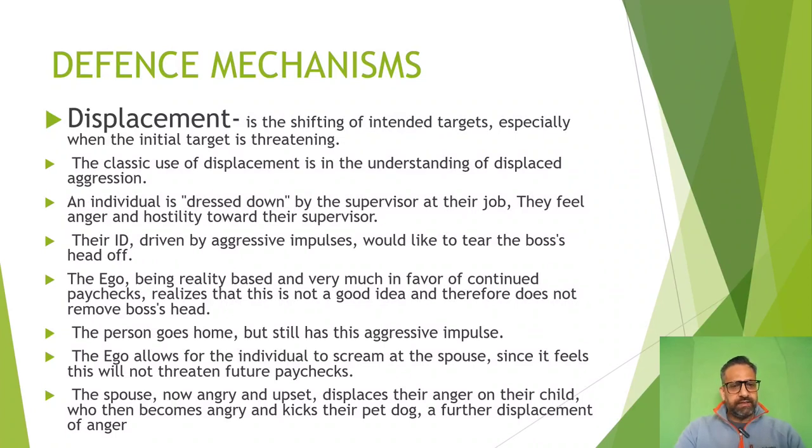But as the person goes back home, he still has these aggressive impulses in his mind. But the ego allows the individual to scream at the spouse, since he knew that this will not threaten his job. The spouse, now angry and upset, displays their anger on their children, who then become angry and kick their pet dogs, a further displacement of anger.